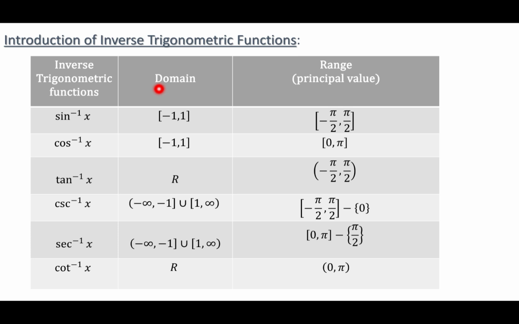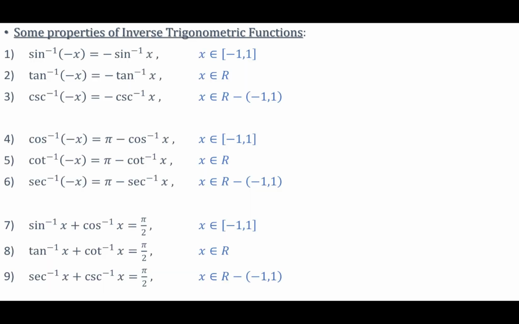The basic introduction is you should know the domain and range of inverse trigonometric functions. These are 6 inverse trigonometric functions and their domains are here and ranges are here. Ranges are all about principal values only. And some properties that you have to save. The first 6 properties are very useful, which we used in exercise 1.1.